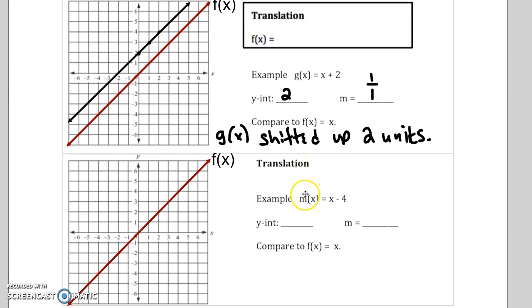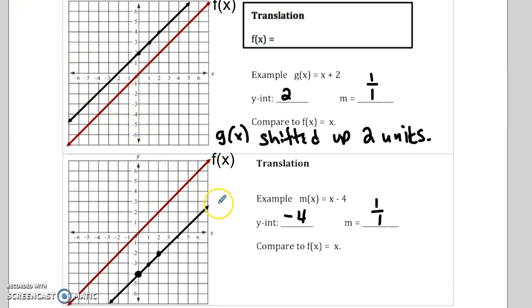We have m of x equal to x minus 4. So according to this, m of x has a y-intercept of negative 4. We have a slope again of 1 over 1. So you're seeing the same slopes, and we're going to start down at negative 4 for this one. We're going to go up 1 over 1, up 1 over 1, and put a couple dots there. We're going to go ahead and put a line through this.